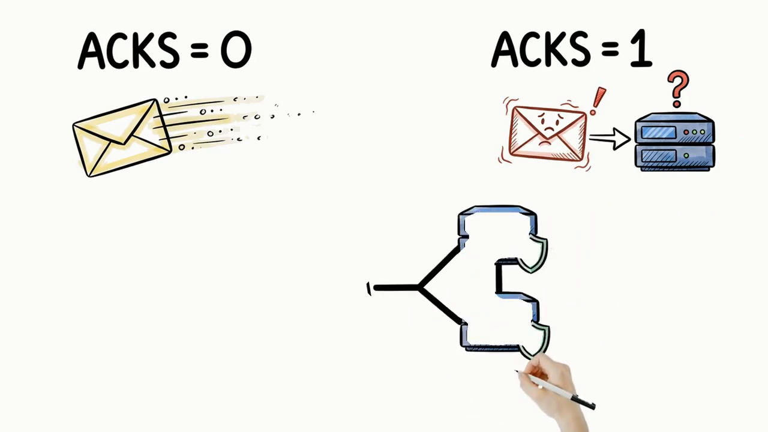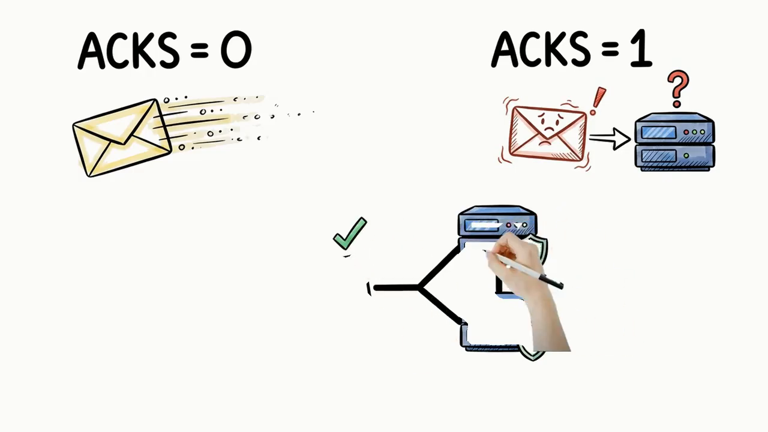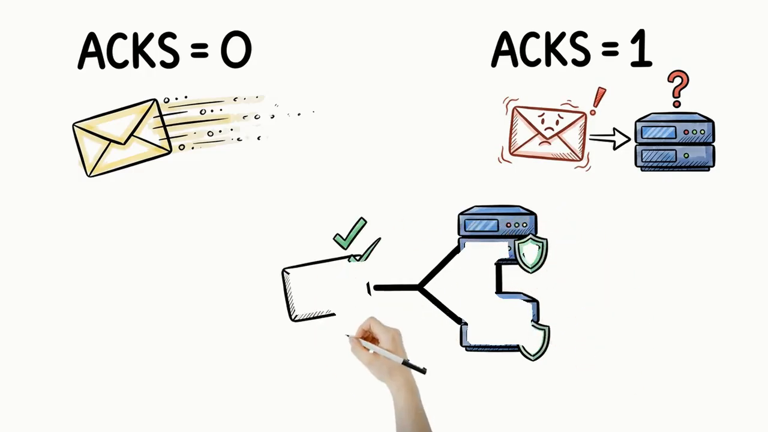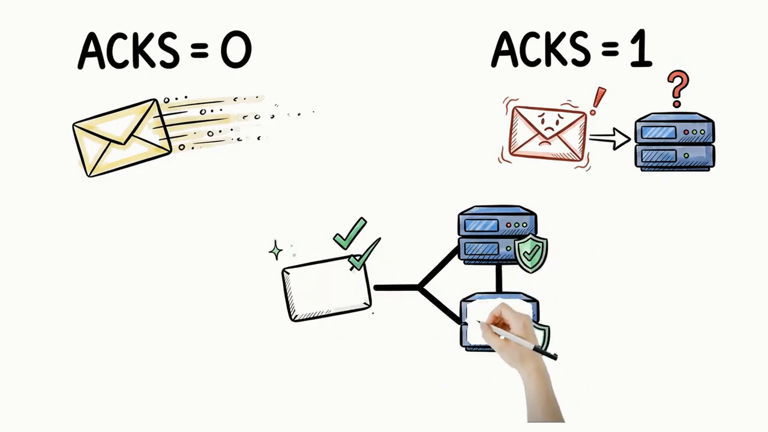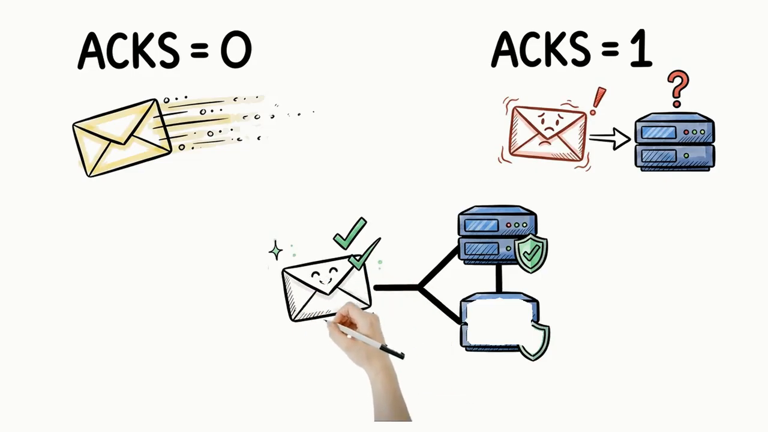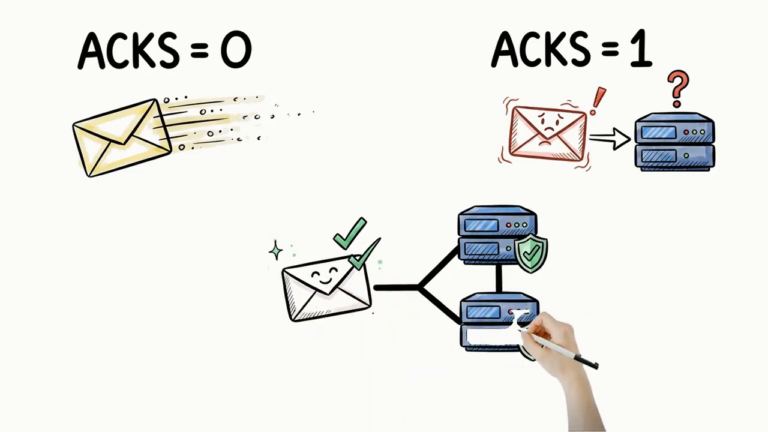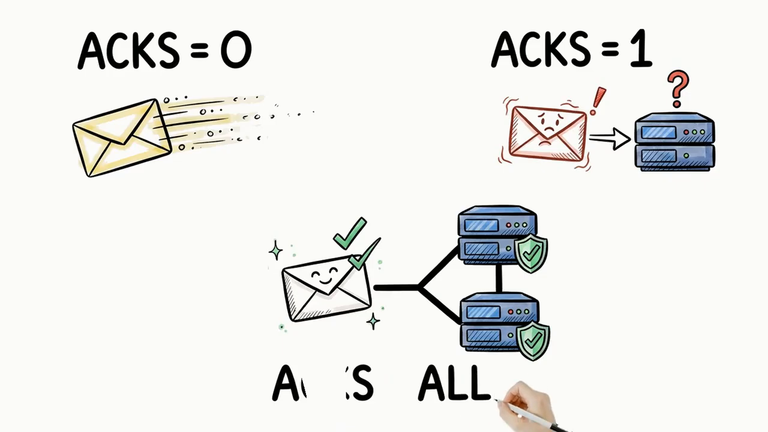With acks set to all, the producer waits until the in-sync replicas confirm the write too. That means the data exists on multiple trusted brokers before success is returned. In production, a common safe setup is replication factor 3, acks equals all, and min in-sync replicas set to 2. That combination prevents Kafka from pretending a write is safe when only one broker is alive.